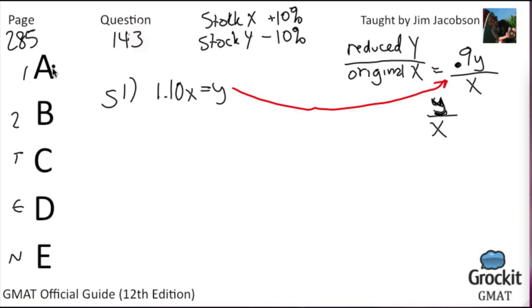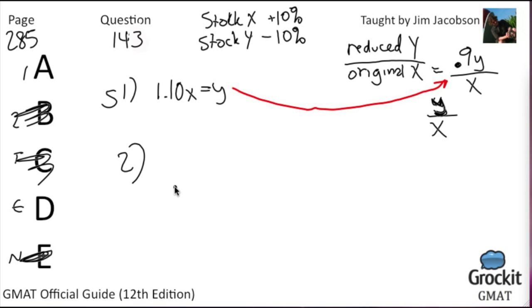We can cross off answer choices B, C, and E. All of those require statement 1 to be insufficient. Statement 2: the increase in the price per share of stock X was 10/11ths the decrease in the price per share of stock Y.